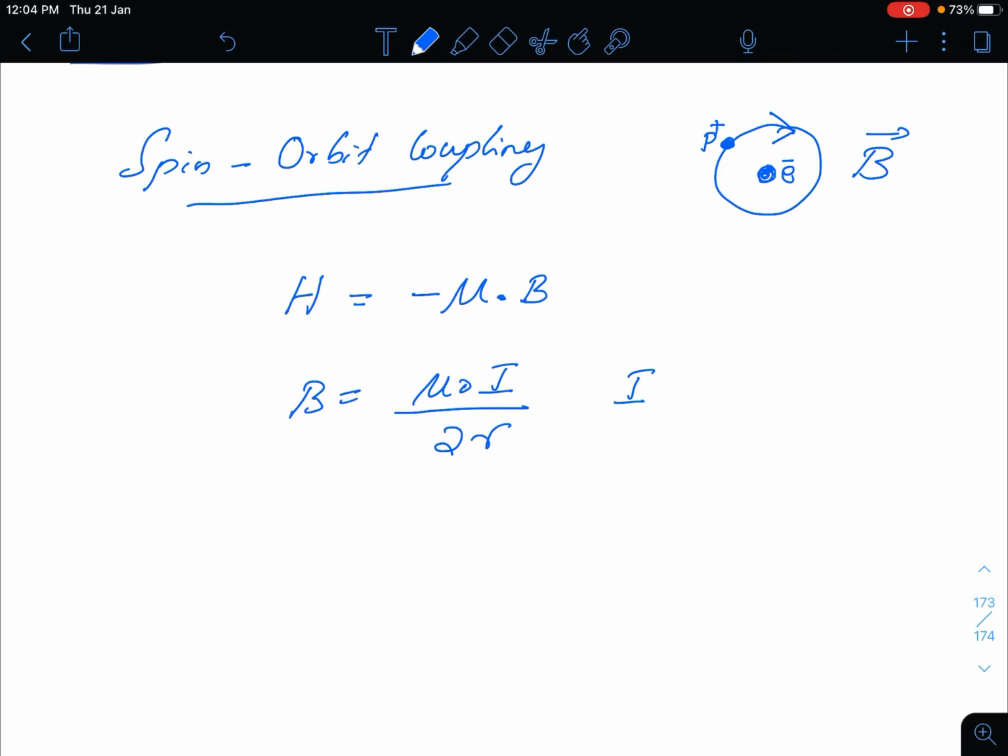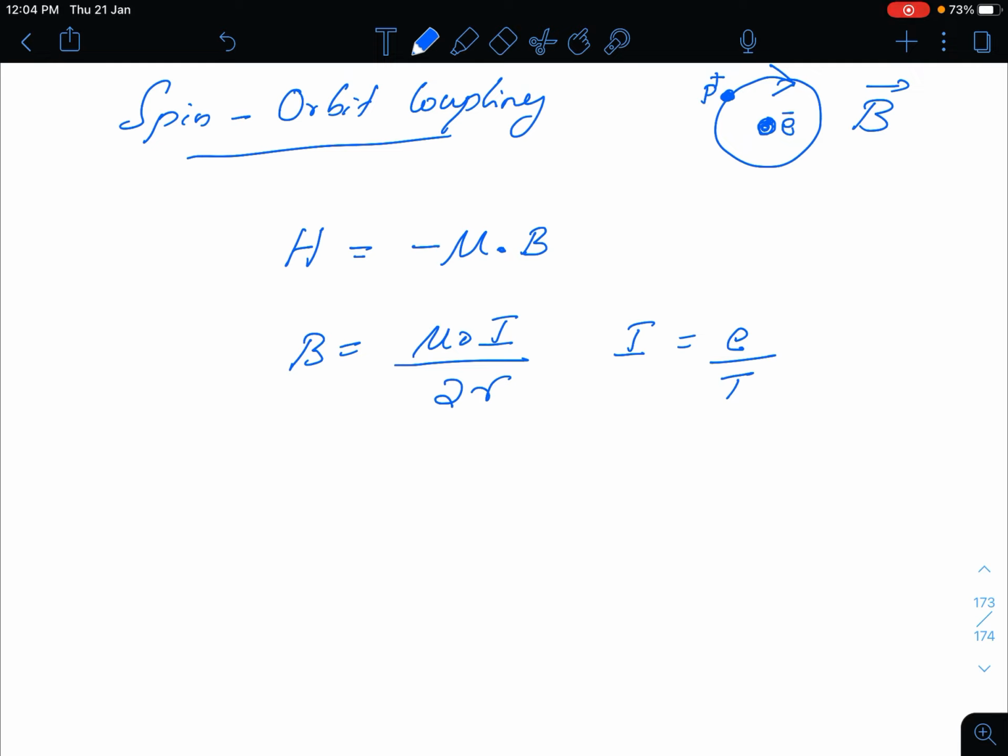And what is I? Current. ഒരു ഇലക്ട്രോൺ ഇങ്ങനെ സ്പിൻ ചെയ്യുകയാണെങ്കിൽ that electron would be producing e by T, I think, or e f, e frequency അല്ലെങ്കിൽ e by T. That is the time period. Okay, e by T. Now ഇതിൻ്റെ ഓർബിറ്റൽ ആംഗുലാർ മൊമെൻറ്റം ഓഫ് ദി ഇലക്ട്രോൺ എന്താണ്?